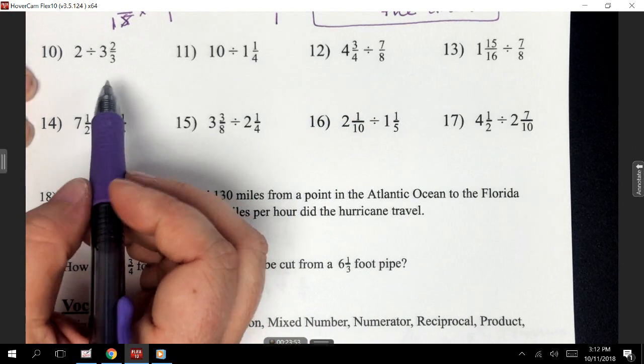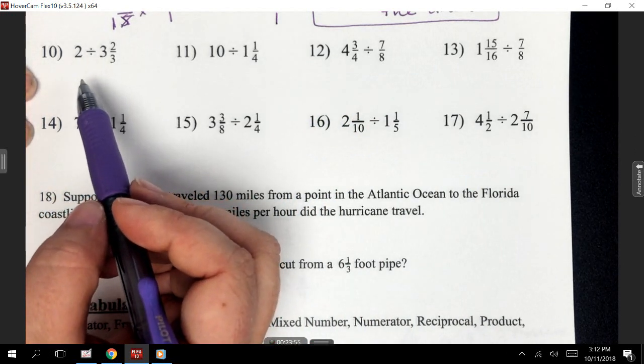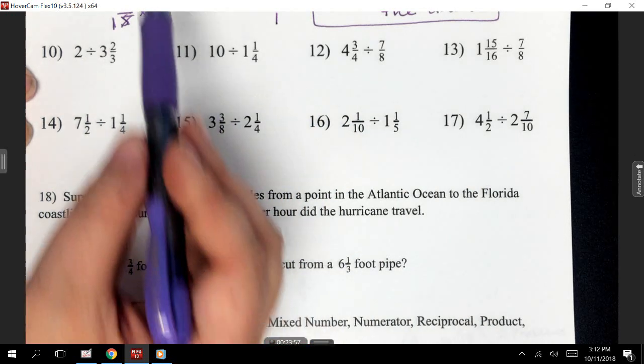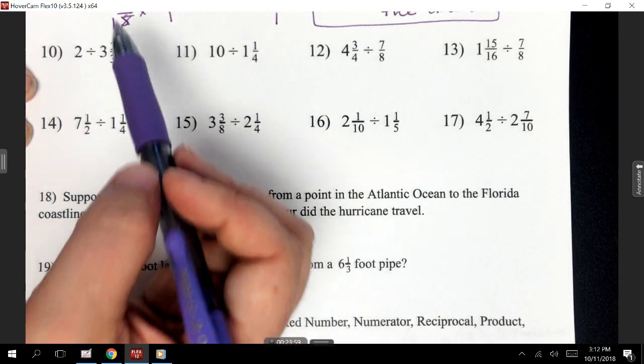I do want to give you a heads up on the test tomorrow. These division and multiplication problems are mixed in together.